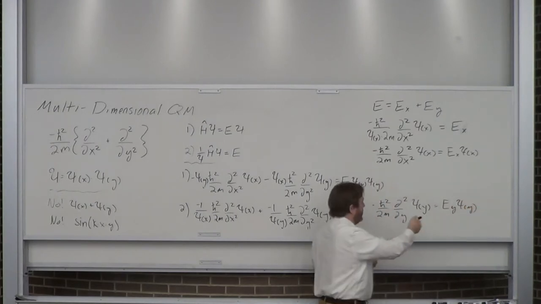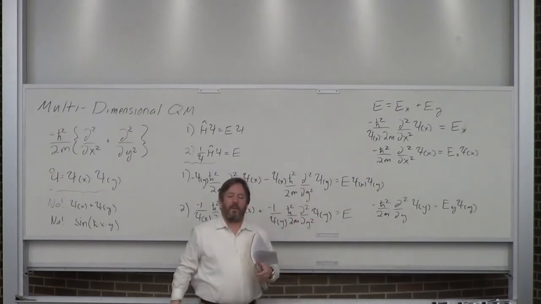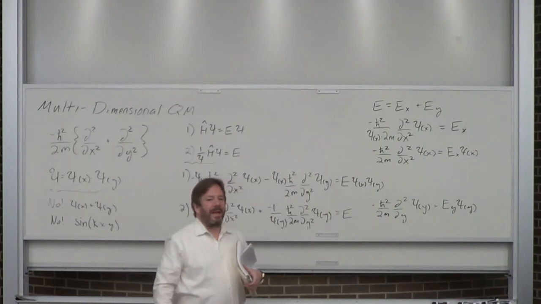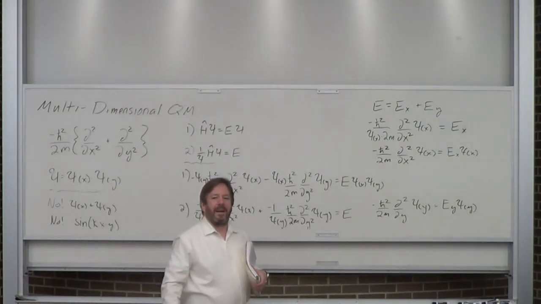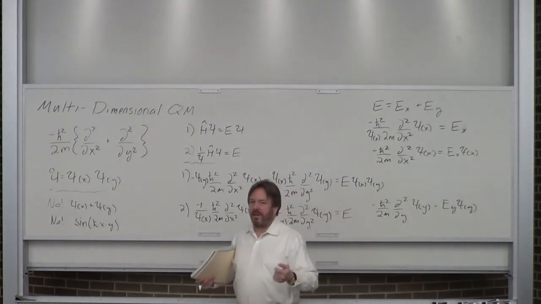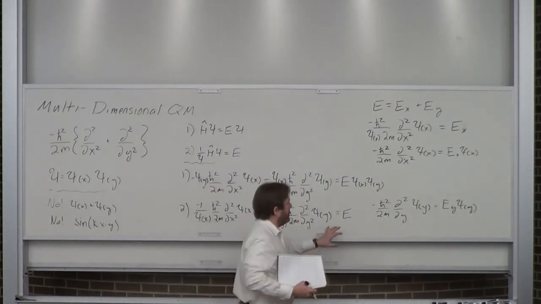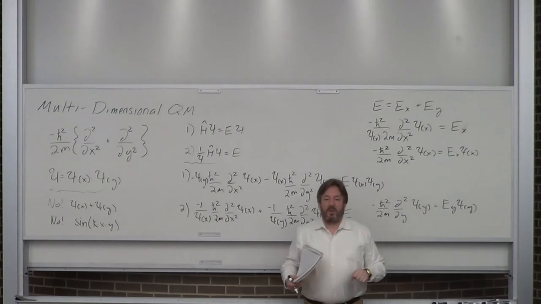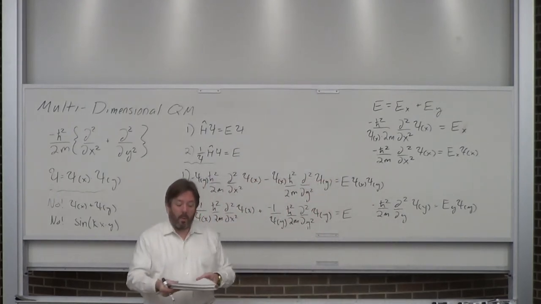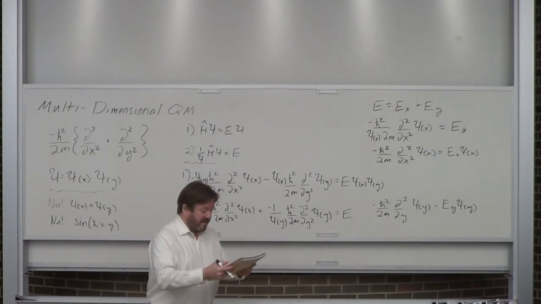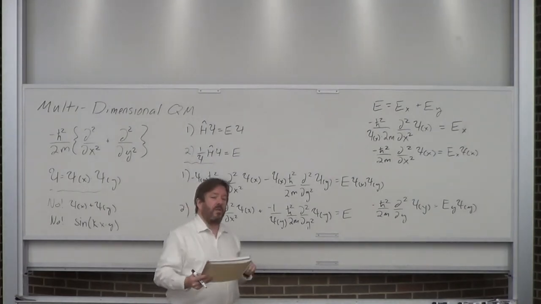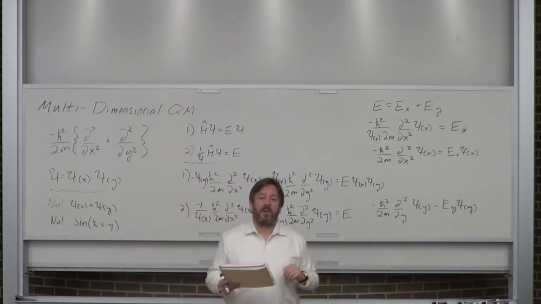And its solution, given that I've written a free wave equation, is sine or cosine of ky. It could be e to the i ky, it could be e to the minus i ky, depending on how it's set up, which you would be told. Now you can also imagine that maybe this is a particle in a two-dimensional box. That could also be true, because that's also like a weird free wave problem, right? So in fact, I'm actually going to do that example. I'll give you an example of a particle in a two-dimensional box.